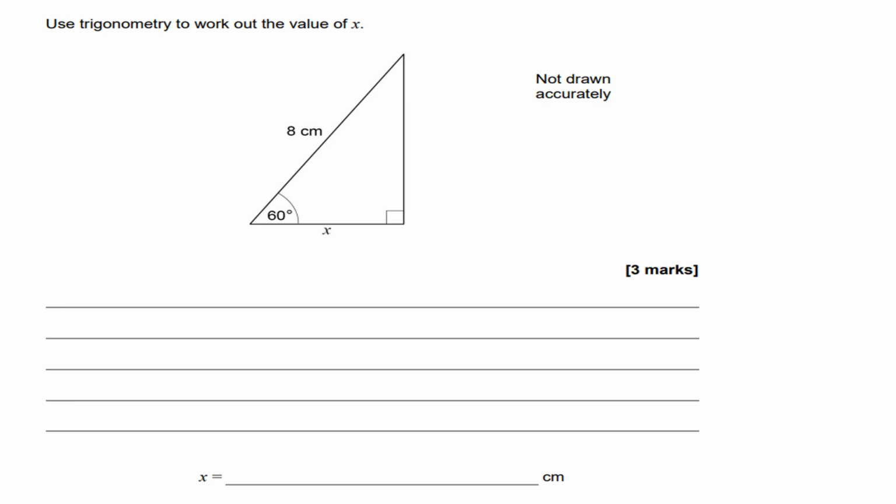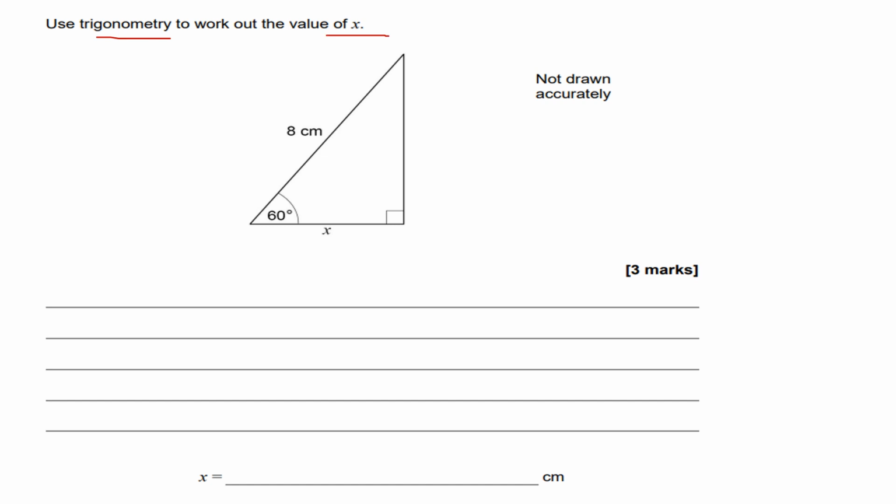Okay guys, welcome to this video looking at a typical exam style question for GCSE maths for trigonometry. It's looking specifically at SOHCAHTOA. So it's GCSE maths, and it's looking at trigonometry for right angled triangles. So this is the exam question. It says use trigonometry to work out the value of x.